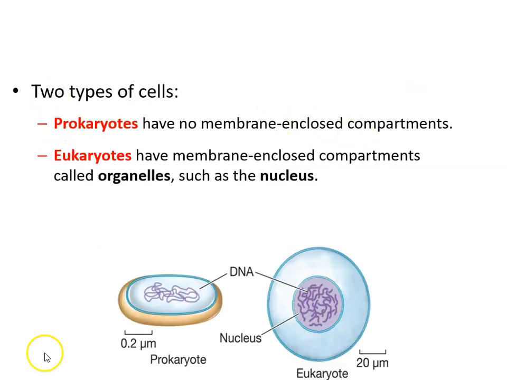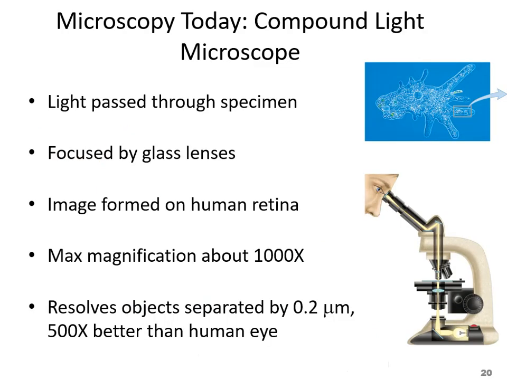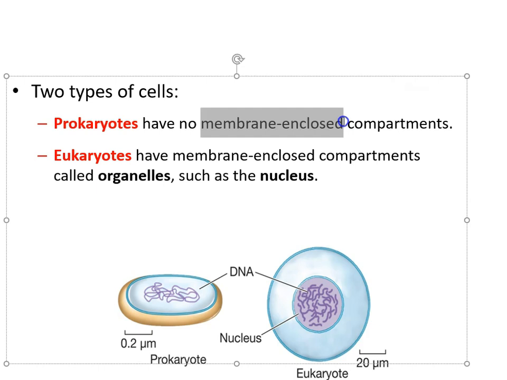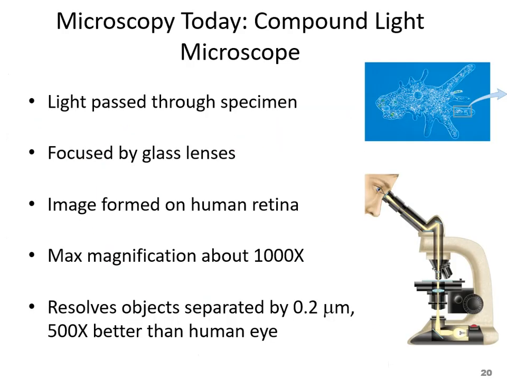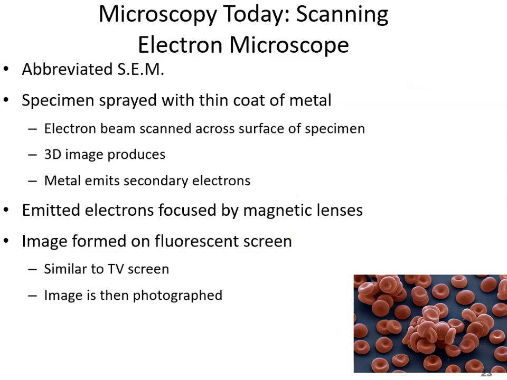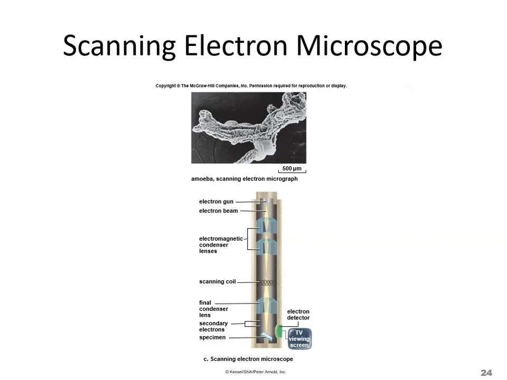Prokaryotes, no membrane-bound organelles. Eukaryotes have membrane-bound organelles. It's important that you know membrane. Don't just say organelles, because prokaryotes have ribosomes. They make proteins. Different microscopes, light microscopes and electron microscopes, transmission ones, 2D images. They have to kind of cut it in half. The specimen, here's a mitochondria. Scanning ones kind of show 3D images, which is pretty cool to see.